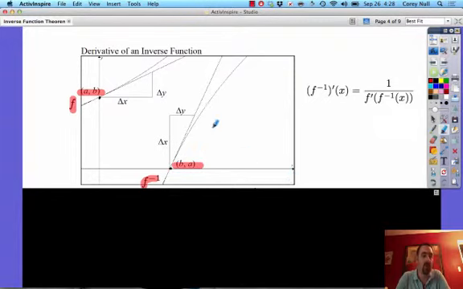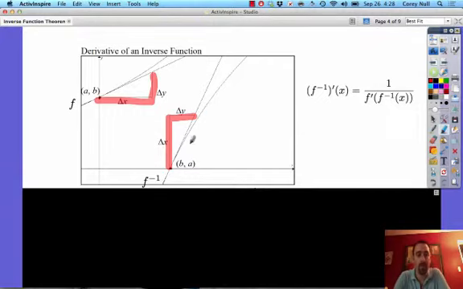Okay? So if I look at the slope of f at a point, which is the derivative, there's the run, there's the rise. It's going to be given by delta y over delta x. Which means that since x's and y's are just switched for f inverse, the derivative of f inverse will be delta x over delta y, right? Just the reciprocal, okay? And we're evaluating it at the opposite point.